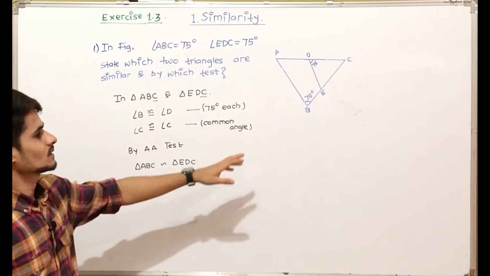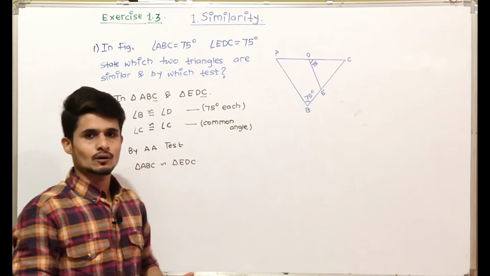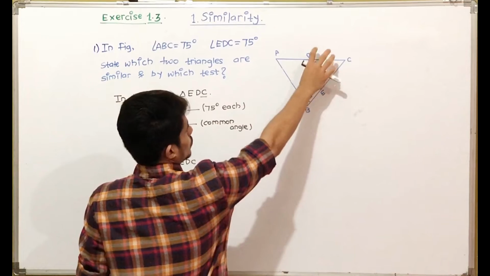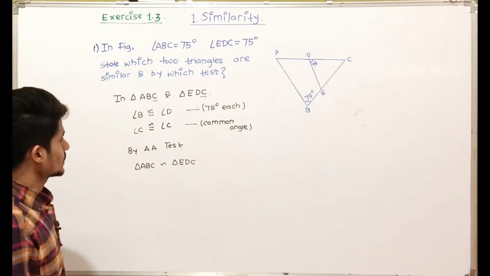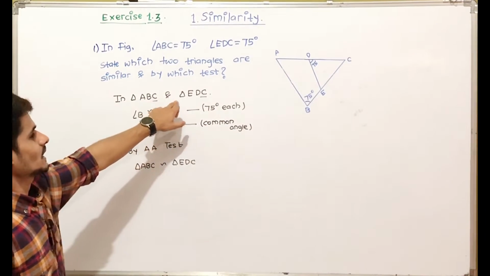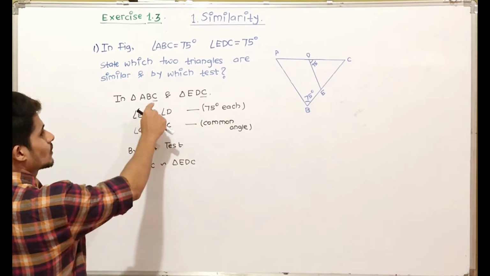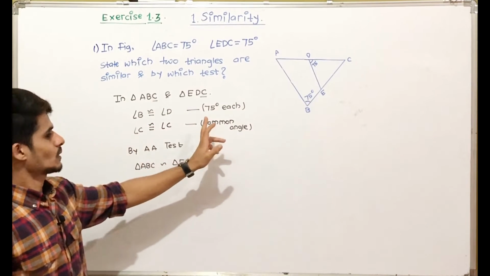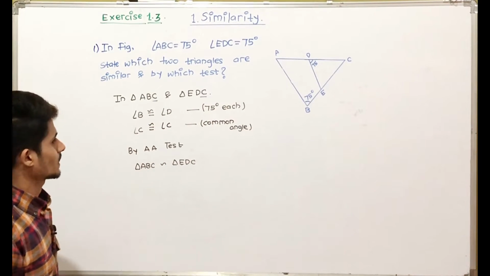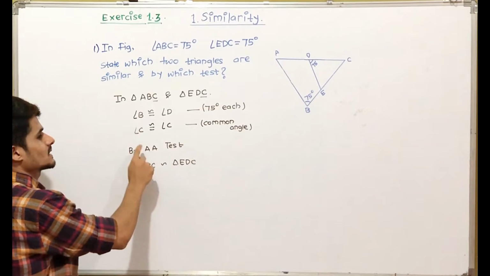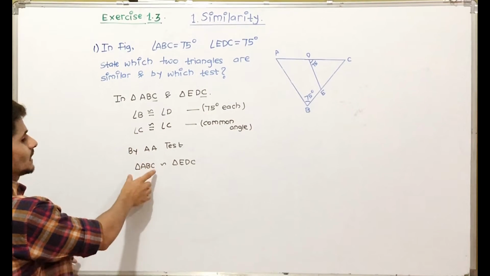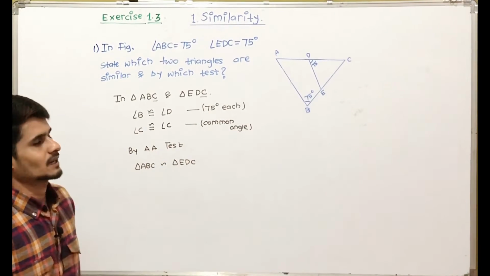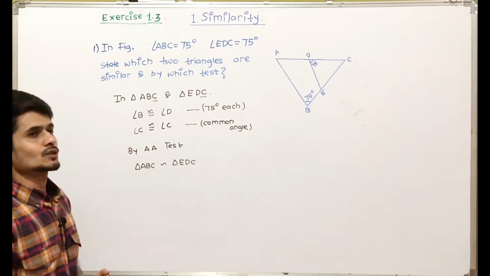So in this sum we just have to see which triangles are similar. Firstly, we can easily say that angle B is congruent to angle D, 75 degrees each. Now in triangle ABC and triangle EDC we have C as common angle, so angle C is equal to angle C. Why? Common angle. So by AA test, that is angle test, triangle ABC is similar to triangle EDC. So this was question number 1.